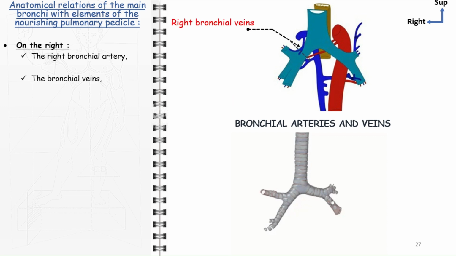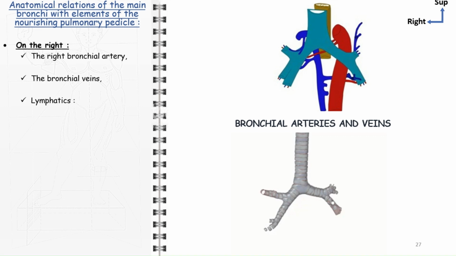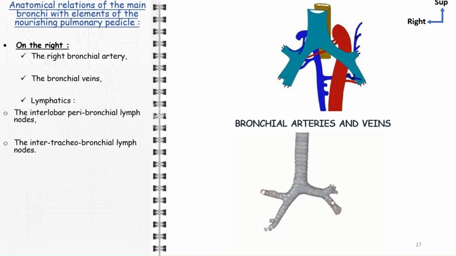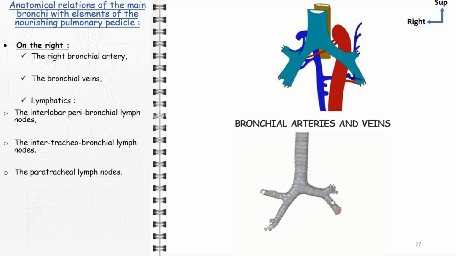The bronchial veins arise from the posterior surface of the right main bronchus. The right main bronchus is also in relation to the lymph nodes that receive lymphatics from the right lung, that are the interlobar peribronchial nodes, the intertracheobronchial nodes, and the paratracheal nodes, and the bronchial nerves, that have a dual origin, sympathetic and pneumogastric, through nerve fibers from the trunk of the vagus nerve, behind the right main bronchus.